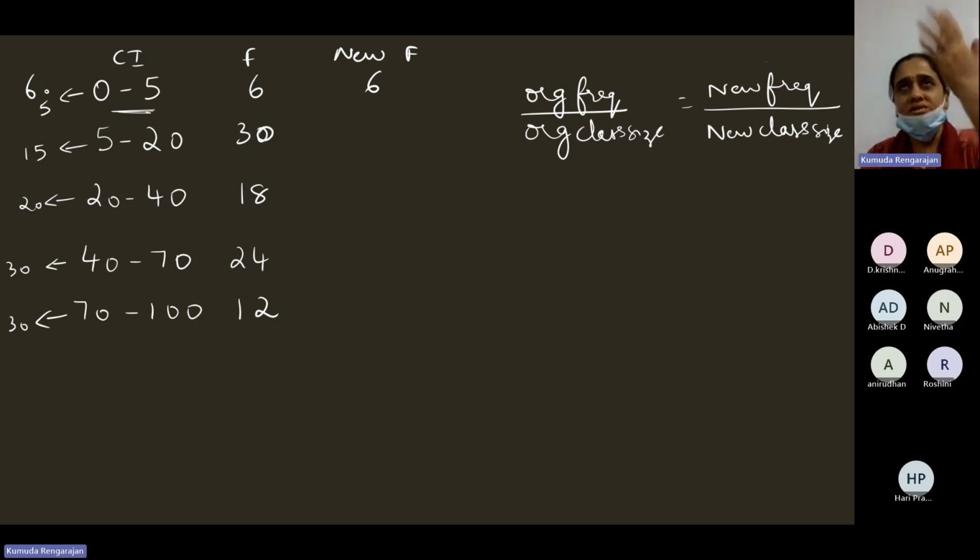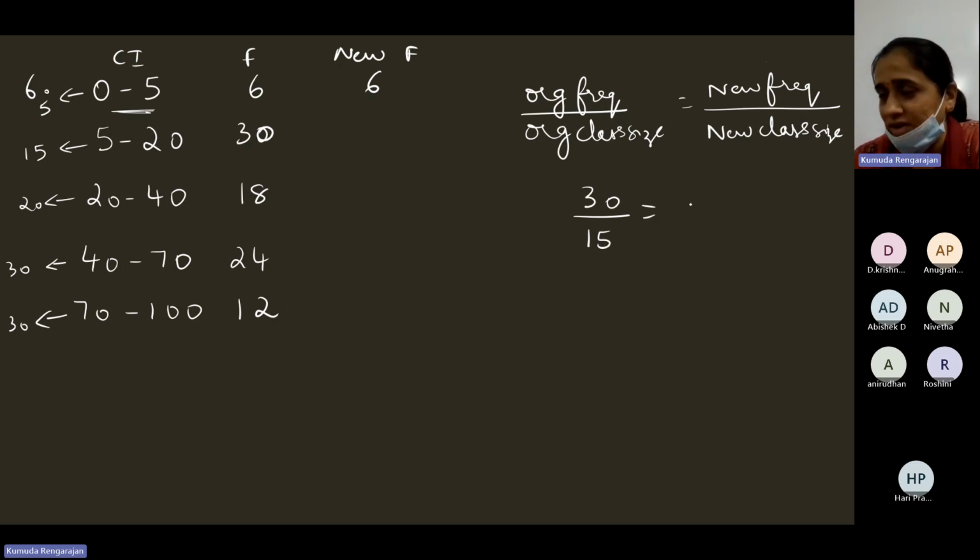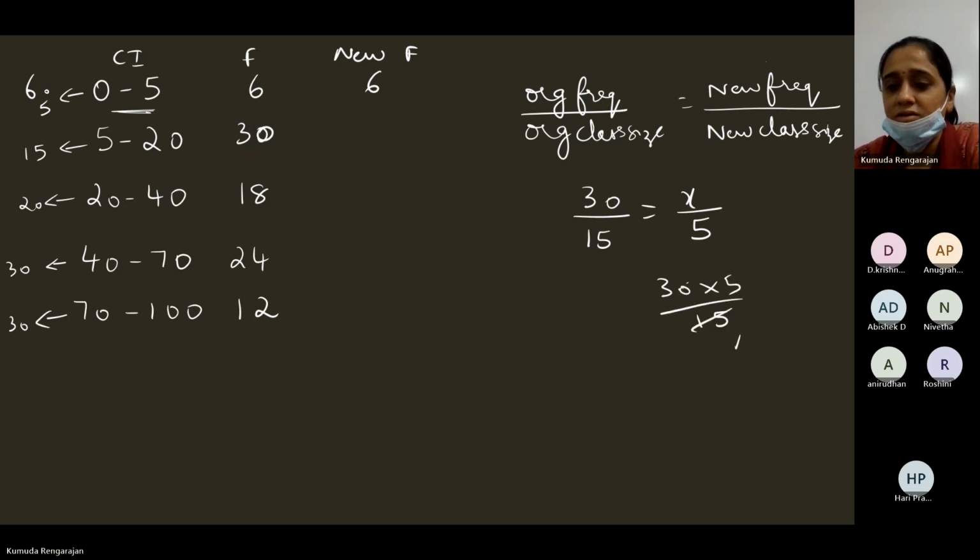You can also write original class size by original frequency; you can even change the ratio. So original frequency by original class size is equal to new frequency by new class size. What's the original frequency? 30. What's the original class size? 15. What's the new frequency? I don't know, we have to find that. What's the new class size? 5. So the new frequency would be 30 into 5 by 15. 10 is the new frequency. That's all.